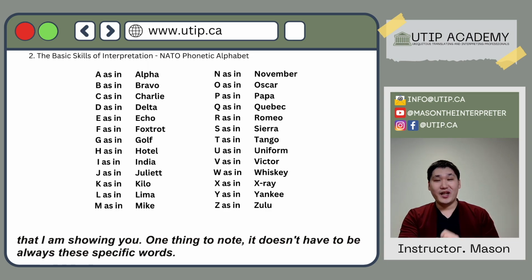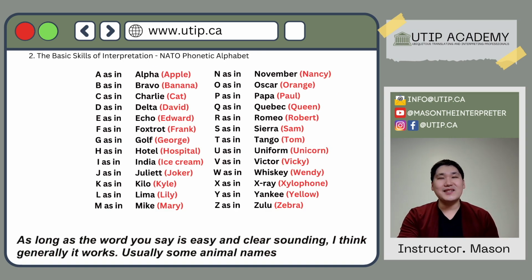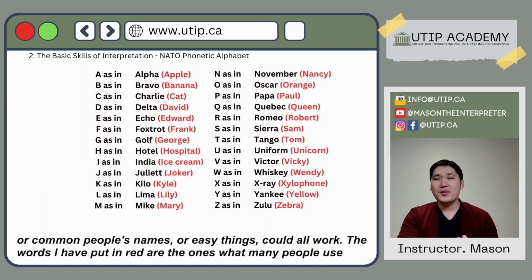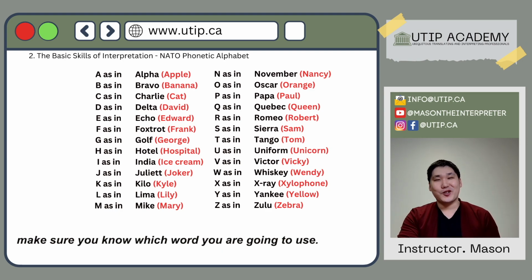One thing to note, it doesn't have to always be these specific words. As long as the word you say is easy and clear sounding, I think generally it works. Usually some animal names or common people's names or easy things could all work. The words I have put in red are the ones that many people use commonly instead of the NATO phonetic alphabet. One thing I should warn you is if you are going to use different words, make sure you know which word you are going to use.